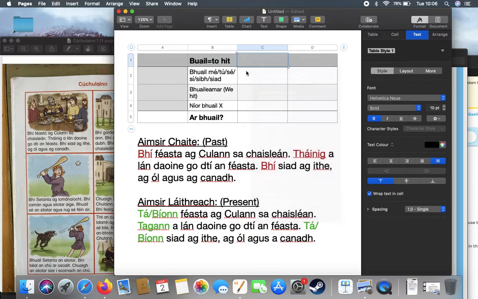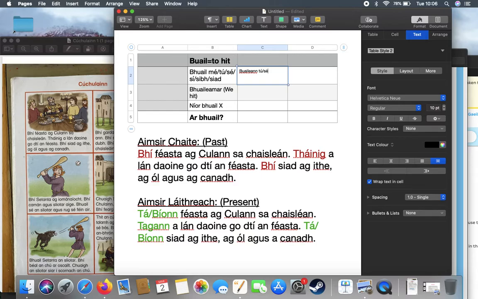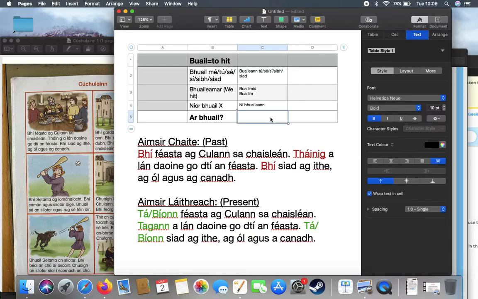Then to the present, it changes to bhuailim, and it will be bhuaileann for tú, sé, sí, sibh, and siad. It'll be different for we again. It'll be bhuailimid, and it would also be different for I, bhuailim. I am hitting. It would be ní bhuailim, and it would be an mbuailim. So there's the question and there's the negative.